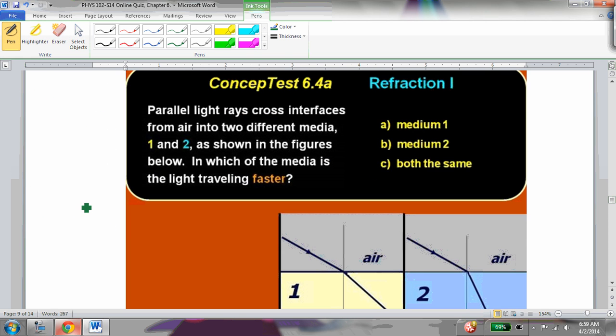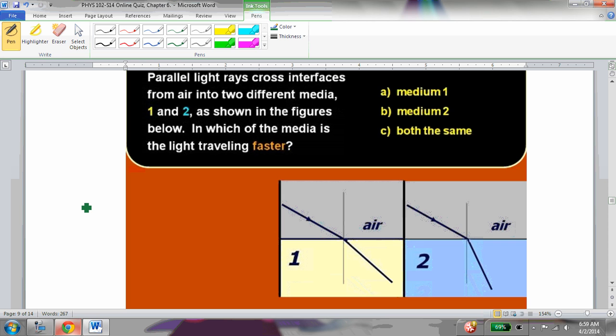All right. In which of the media is this light traveling faster? Well, the one that's traveling faster, either medium 1 or medium 2, is the one that's going to bend the least. See, because it's traveling a certain speed in air, and then it's slower right here, so it bends in this direction. So the one that's traveling faster is going to be medium 1. That's the one in which it bends the least. Whereas over here, it slows down a lot more, and so it bends more in this direction.